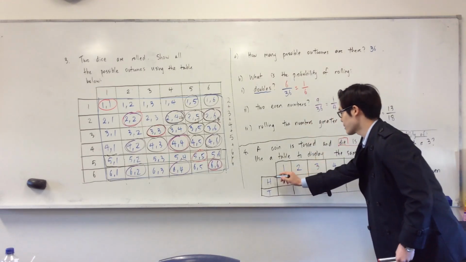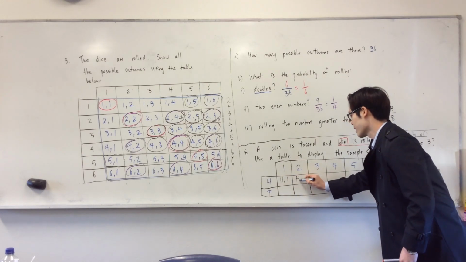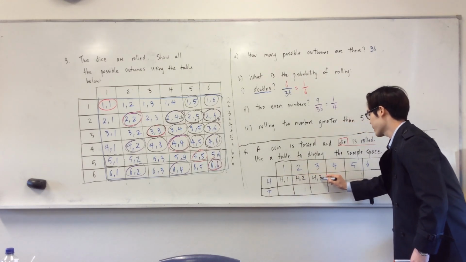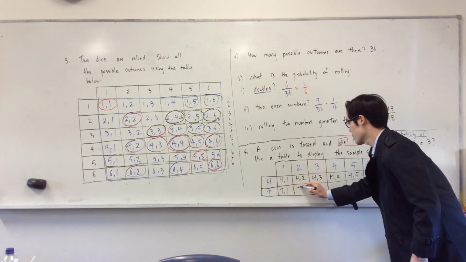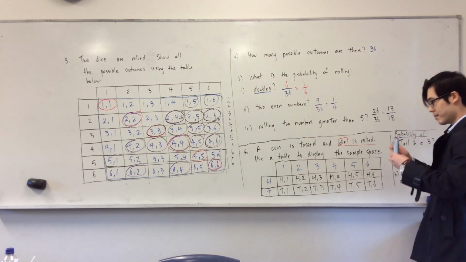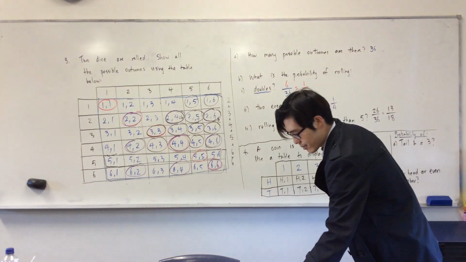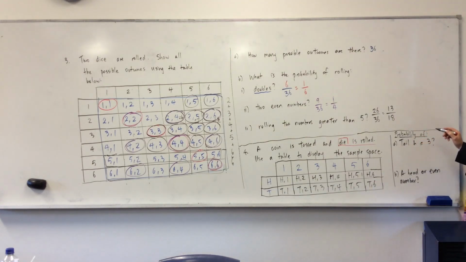So let's start with this one. Head and the number 1. Head and the number 2. And so on. Okay? Right, so here, T1, T2. Okay, all right, so first question: what is the probability of getting a tail and a 3? So we're looking for T3.